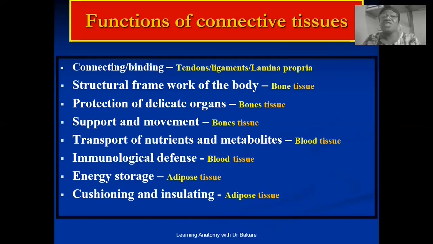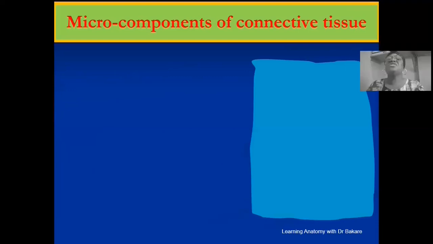So these are the functions that the connective tissues exhibit. And of course, we've tried to tag each function to the specific type of connective tissue that exhibits these specific functions. So let's drive further to the micro component of the connective tissue. We've tried to describe the connective tissue when we started this lecture, that it is basically cells that are embedded in extracellular matrix.